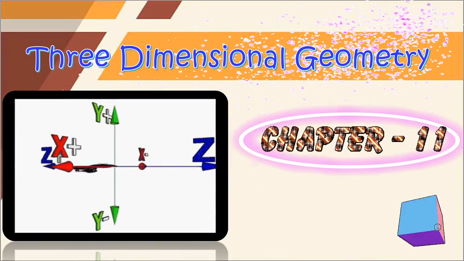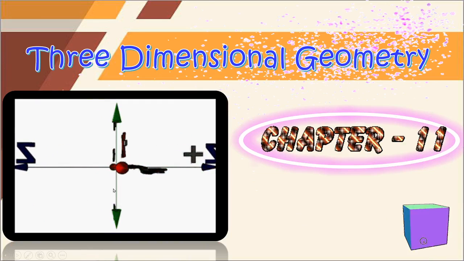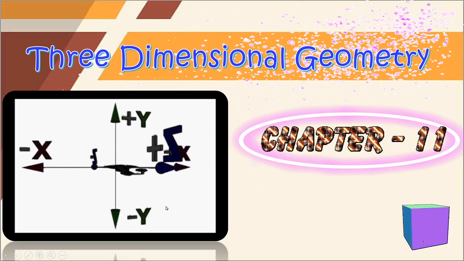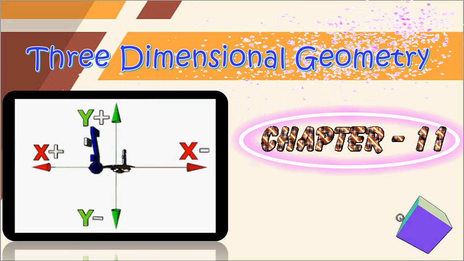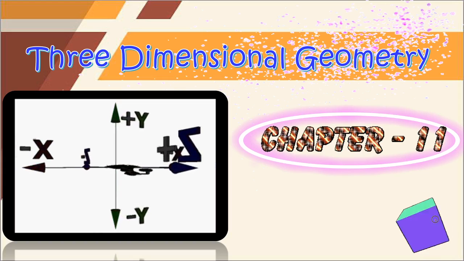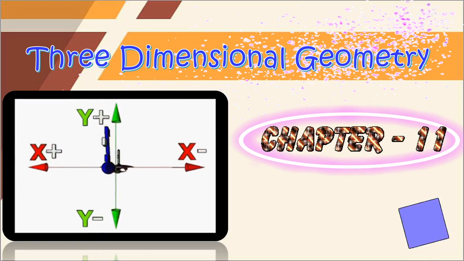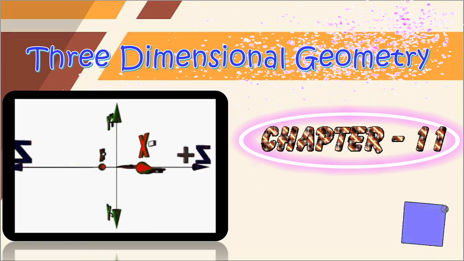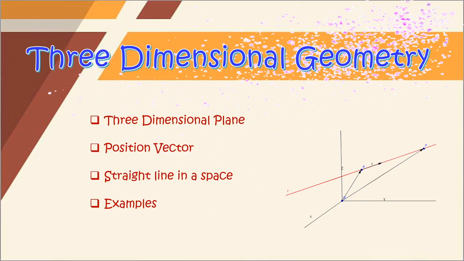So today's video is based on three-dimensional geometry, which is chapter number 11 as per NCERT. Here we can see how a 3D plane looks like. We very well know about 2D plane, right? Two dimensions, x and y. Now we have one more axis which is called the z-axis. We have already done a little bit of 3D in class 11 where we studied octants and coordinates. Now let's move forward and understand a few more things like position vector, and then we will discuss straight line in space, and then we'll see a few examples.